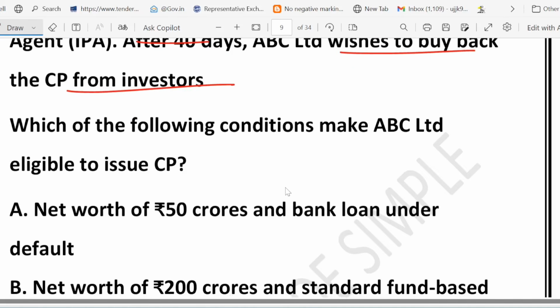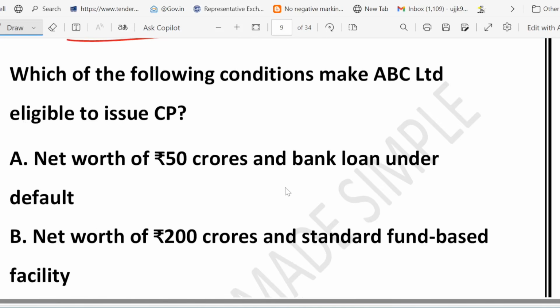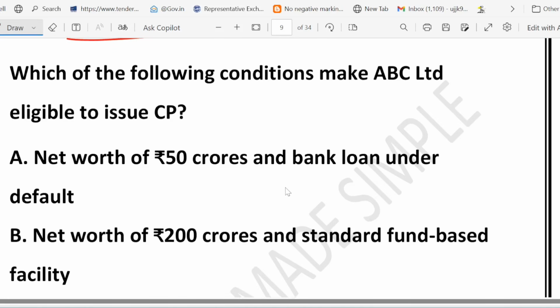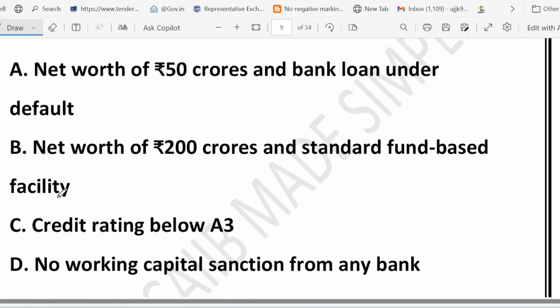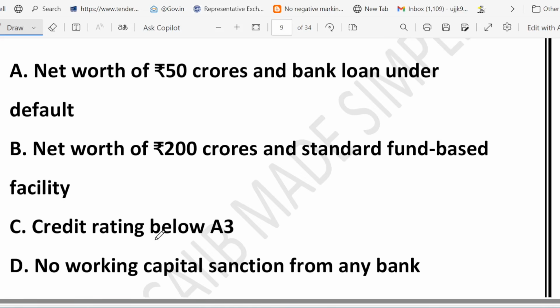Now the question is, which of the following conditions make ABC Limited eligible to use CP? Option A, net worth of 50 crore and a bank loan under default. Option B, net worth of 200 crore and a standard fund based facility. Option C, credit rating below A3. Option D, no working capital sanction from any bank.